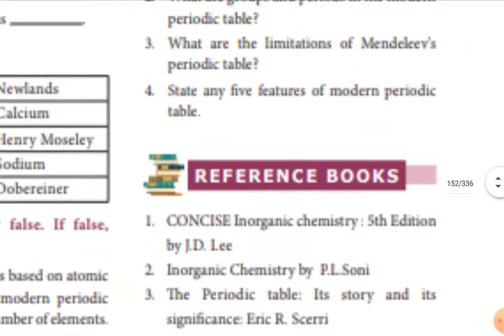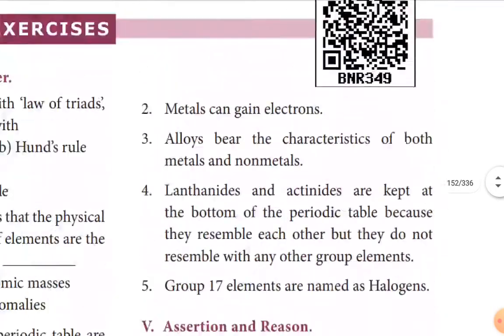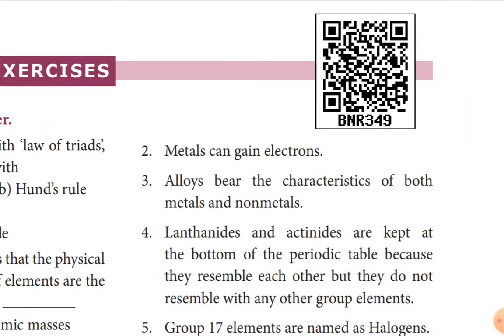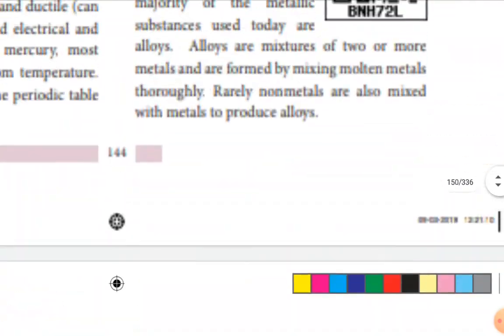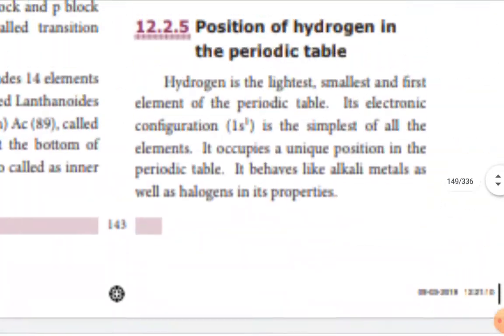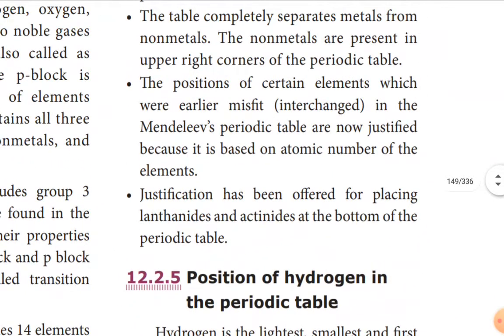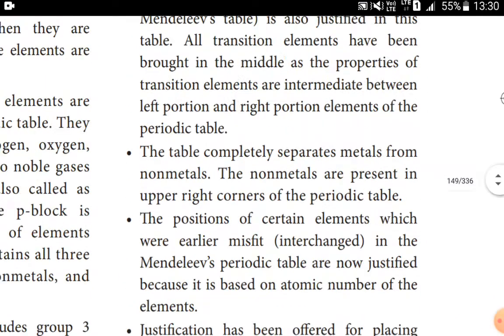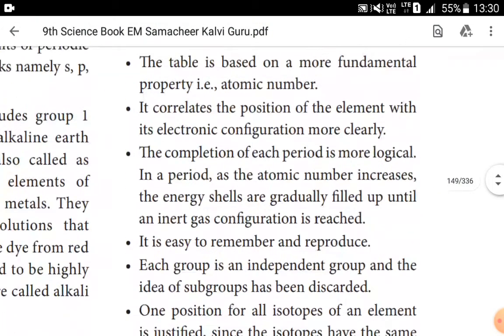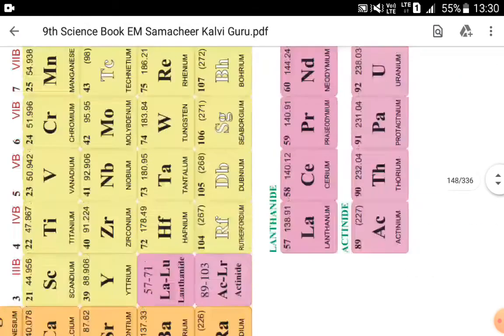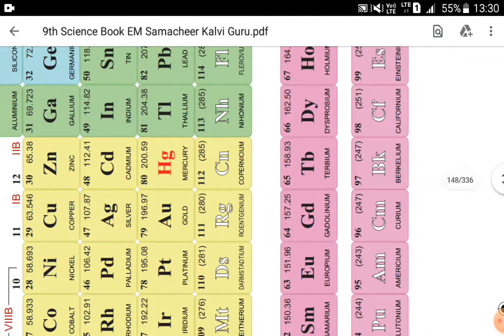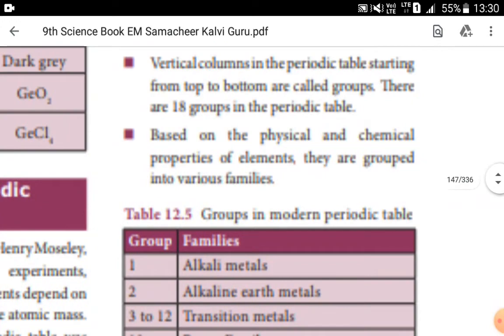Then mixtures. A mixture is an impure substance which contains two or more elements combined in any ratio, not in a fixed ratio. Examples: sugar and water, air is a mixture, and also the mixture of soil and clay. These are all examples of mixtures.